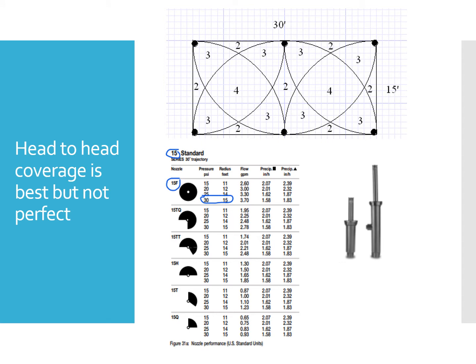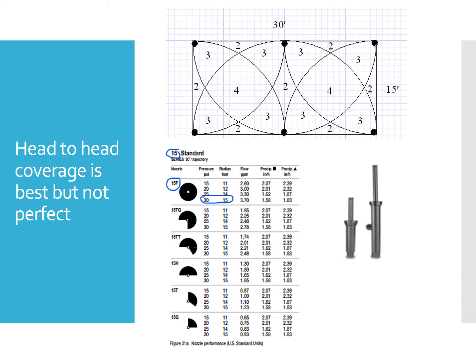So head-to-head coverage is what is recommended, but it's still not perfect. In this illustration here, you'll see that I have these sprinklers spaced at their recommended spacing, which is 15 feet at 30 psi. And even when they are spread apart perfectly in the square pattern, you can tell that there are certain areas that get hit with sprinklers more frequently than other areas.